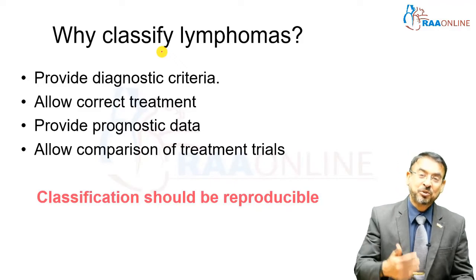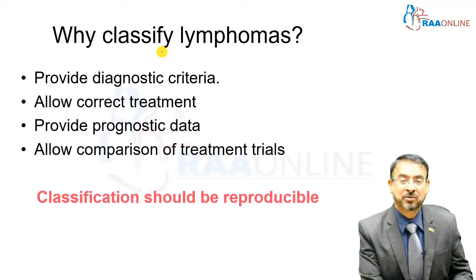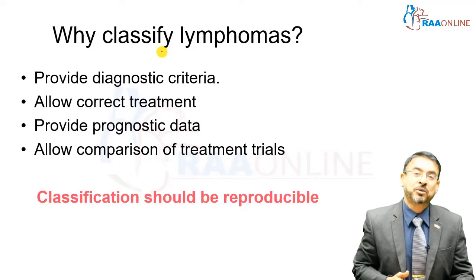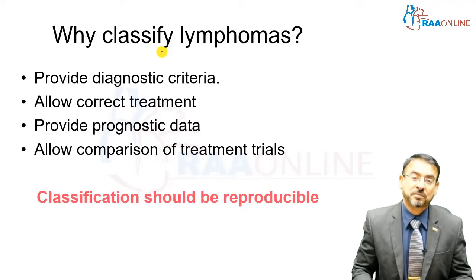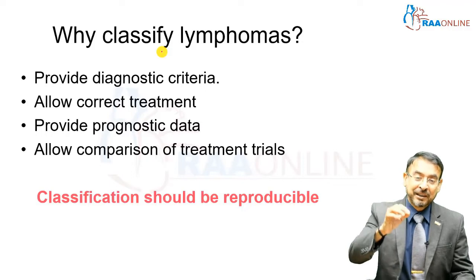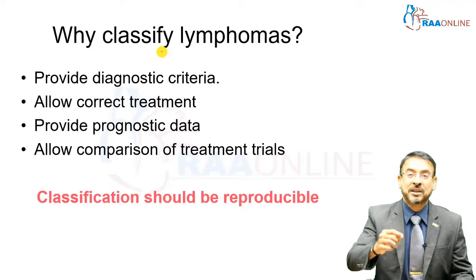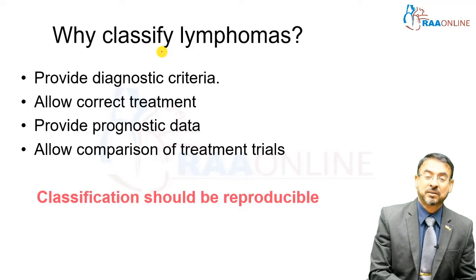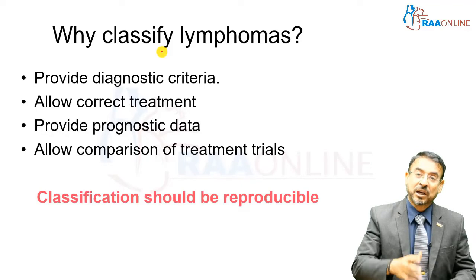Now, your next question to me would be, I can always diagnose lymphomas, so why do I have to classify them as Hodgkin and non-Hodgkin's lymphoma? And as we go down a few slides, you will realize that there are more types of lymphomas, like B-cell lymphomas and T-cell lymphomas. Why should I know all that? You see, you classify a lymphoma to provide diagnostic criteria. Based on the diagnosis, you decide what is the treatment for the lymphoma. And at the same time, classification is going to help you in prognosis.